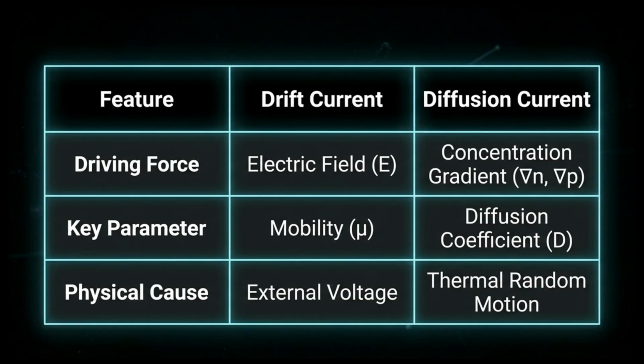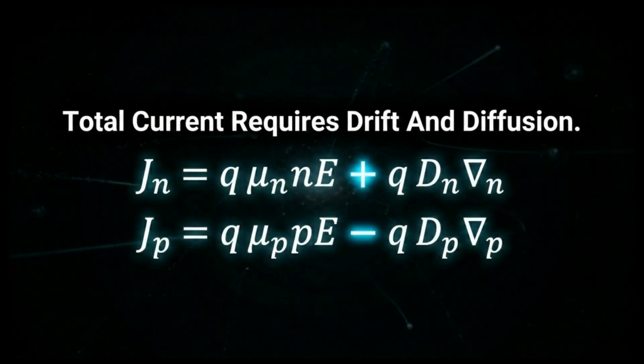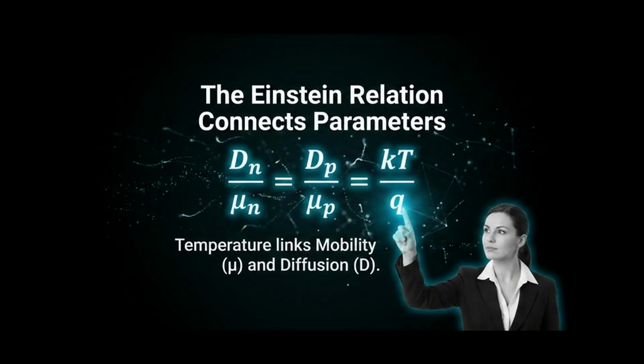Comparing drift and diffusion current, the driving force for drift is the electric field, while for diffusion, it is the concentration gradient. Mobility and the diffusion coefficient are the key parameters, respectively. Total current density requires both drift and diffusion components. These equations combine both effects for electrons and holes. The Einstein relation connects the diffusion coefficient and mobility. Temperature is the link between these two key parameters.